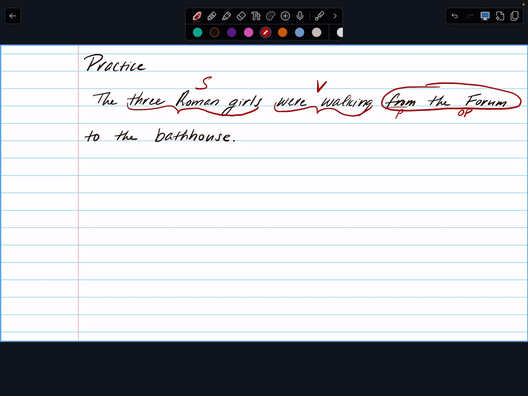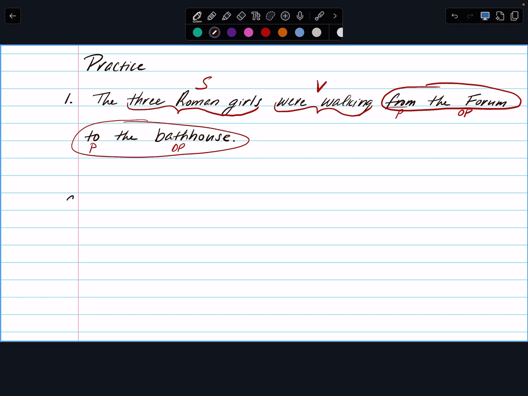So we've got from, and how about to the bathhouse? It's a prep phrase. What word tells us that? To, exactly. So that's our preposition, and bathhouse is the object of the preposition, giving us our prepositional phrase. So far, so good? Is it a little easier now that you have a list of prepositions to look for? Yeah. Okay.